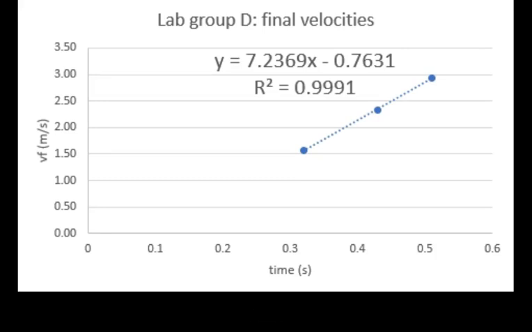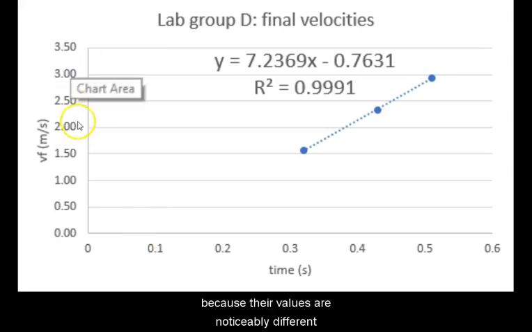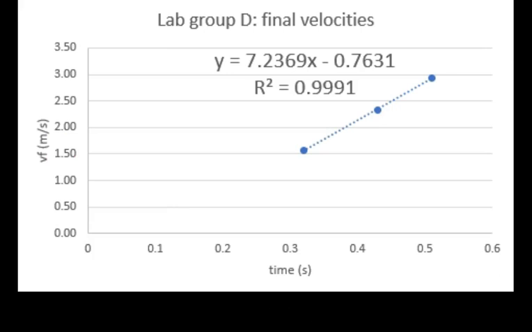Lab group D's results, despite having the calculation errors hinted in the previous video, still show high level of accuracy and consistency. Nevertheless, because their values are noticeably different from the other groups, they still need to go back and do their calculations over to construct a more justifiable graph.